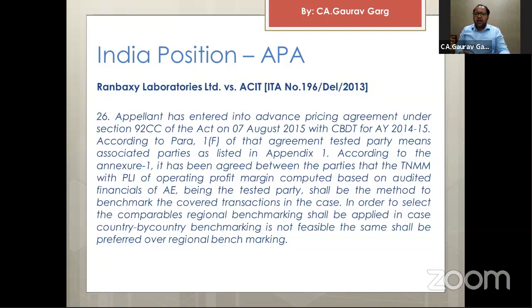But yes, if you are considering foreign AE as a tested party, be prepared to share the financials of the foreign AE and also do a proper search on the relevant databases. And you should also have financials or annual reports of those comparables. If you have all these details, then for sure, you can take foreign AE as a tested party.